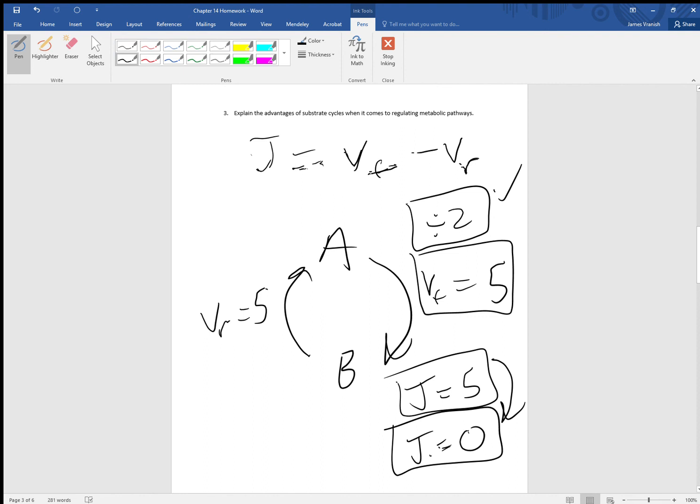So basically, the advantages of substrate cycles are that small changes in the rates or the velocities of the forward or reverse processes can have relatively large changes on flux. All right, and that's the answer to number 3.